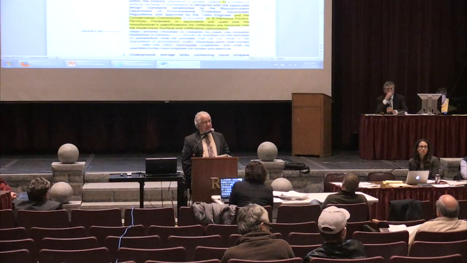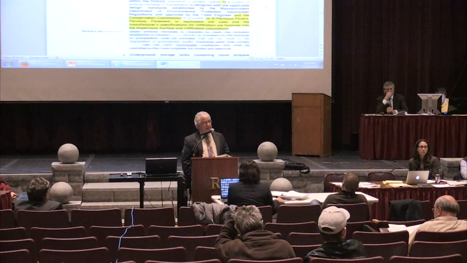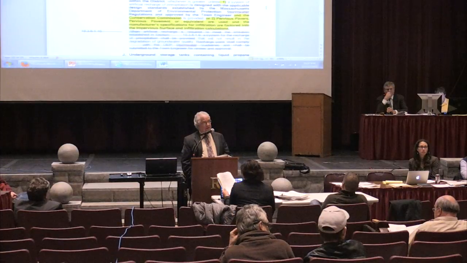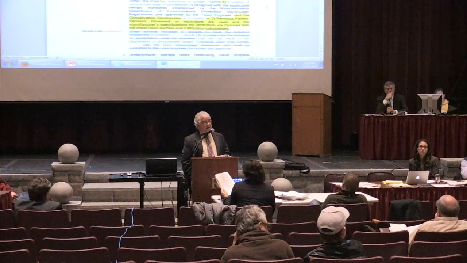Because the bylaw as written is silent on pervious pavers. And the interpretation, as pointed out earlier by the town engineering department, is that they're not allowed. And so this would allow the use of pervious pavers. The town historically has included areas paved with pervious pavers as impervious surface. And this would allow paving with pervious pavers and taking credit for some infiltration.